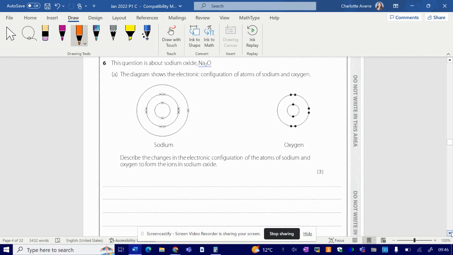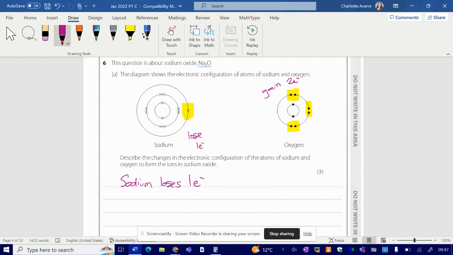Okay, next question is about sodium oxide, and we've got the electronic configuration of atoms of sodium and atoms of oxygen, and it's asking us to describe what the changes in the electron structures are going to look like. Okay, so sodium's got 1 on its outer shell, oxygen has got 6. So we know that sodium is going to lose 1 and oxygen is going to gain 2. So that is where I am going to start. Okay, so sodium loses 1 electron.